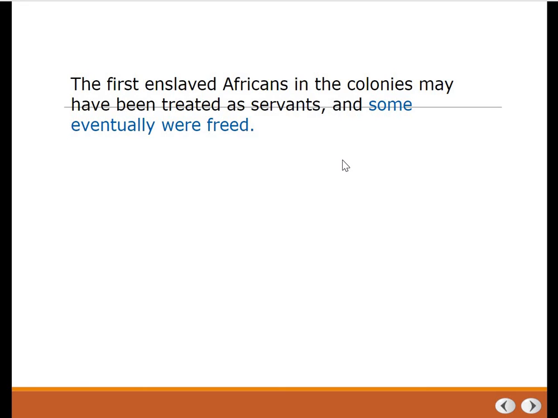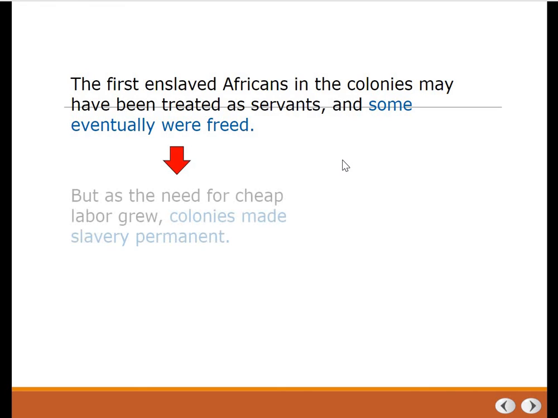The first enslaved Africans in the colonies, we don't have much documentation. At the beginning, it's possible that they were treated as servants, and some were eventually freed. However, this did not stay this way. Do not think that this was the way that it was. As the need for cheap labor grew, colonies made slavery permanent and inheritable.